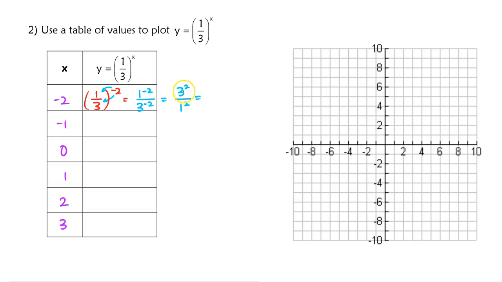And now we just evaluate. So 3 squared is 9. 1 squared is still 1, so I could write over 1 if I want, or I could just keep it as just 9. Okay, so our very first coordinate here is actually -2, 9.